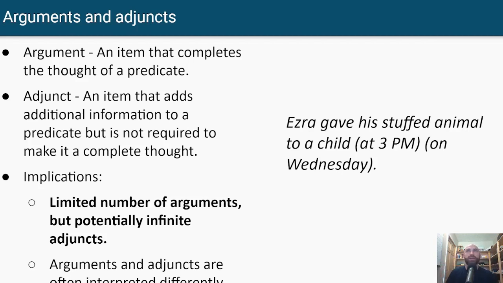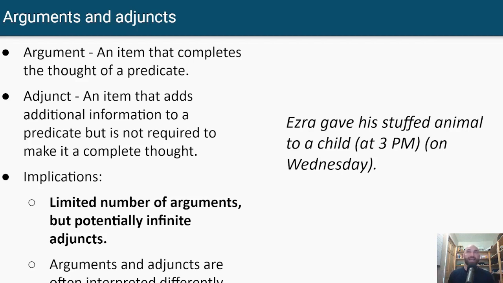Or if I just said "gave a stuffed animal to a child," I would say who, right? That's the question you would ask. So this verb give requires certain elements to complete the thought that it has, to complete its meaning. So give requires someone to give, give requires something to be given, and give requires a recipient of some kind. Those are the arguments of the verb give. Those are the things that are required to complete the thought.